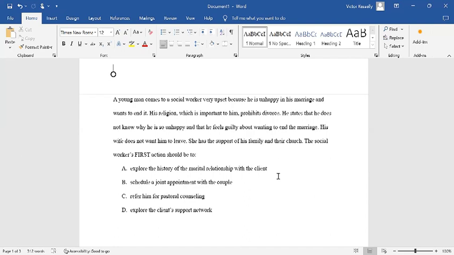Explore the history of the marital relationship with the client. That right now is not important. When you are taking the test, most of your answer choices will deal with the here and now, right? So he comes to you, he wants to know what you can do to help him now. So exploring the history of the marital relationship does not help. That's going back. That's more like a long-term process. It doesn't help the client with what he's feeling at this current moment.